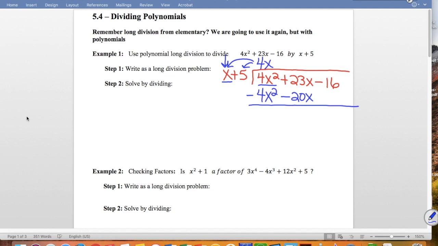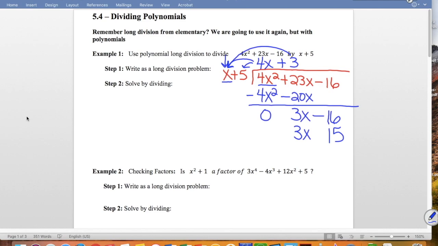Well, 4x squared minus 4x squared is 0x squared. That's the whole goal. And then 23x minus 20x is 3x. And again, just like in long division, bring down what's left over to still divide. Now I'm going to ask myself, how many times does x go into 3x? Well, I need to multiply that x by a 3 to get the term exactly the same. So 3 times x becomes 3x, and 3 times positive 5 becomes positive 15.